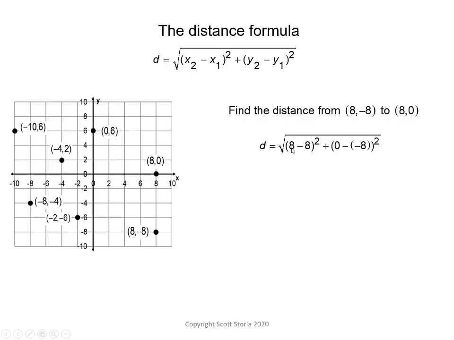Order of operations, I have to start in parentheses. 8 minus 8 is 0, and this will be 0 plus 8, which will just be 8, so I'll have 0 squared plus 8 squared. And when I square those, I'll get 0 plus 64, and then the square root of 64 is 8. And so, like we were expecting, the distance from this point to this point is 8 units.